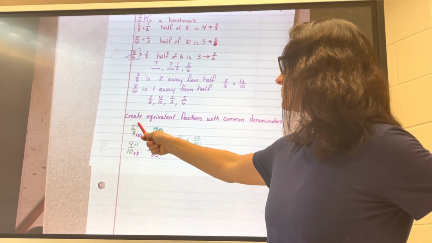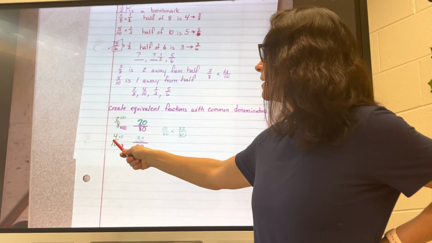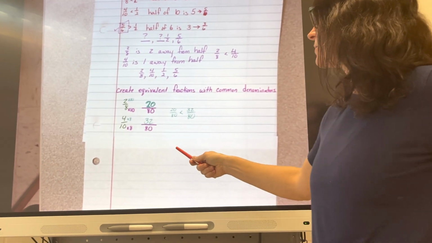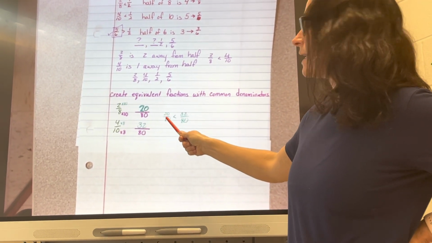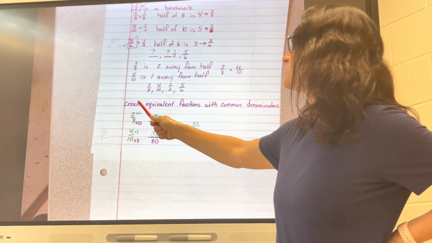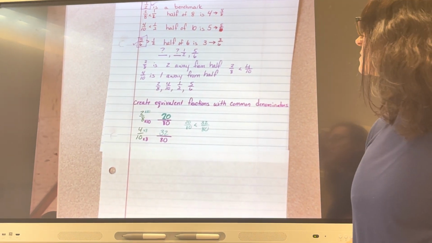I did the same thing to my numerator. So 8 times 10 is 80, so 2 times 10 is 20. And then 10 times 8 is 80, so 4 times 8 is 32. And you can see that 20/80ths is in fact less than 32/80ths, which means 2/8 is less than 4/10, which is what we figured out using benchmark fractions.